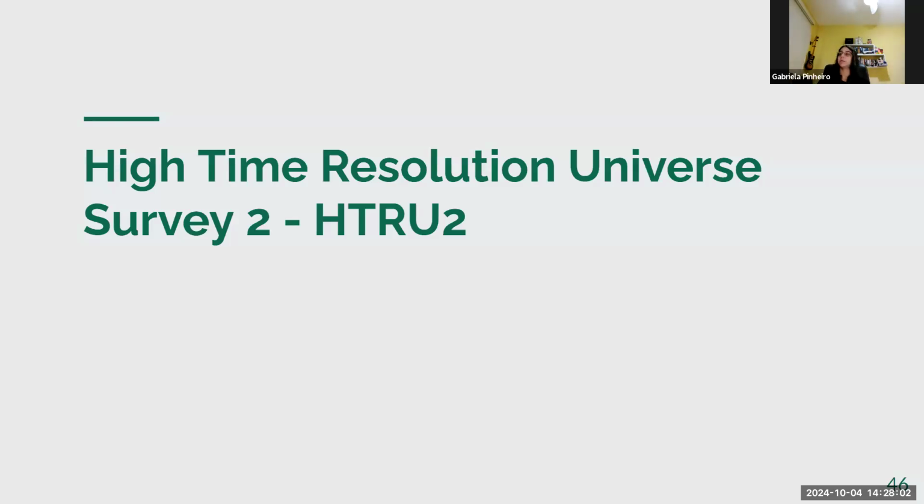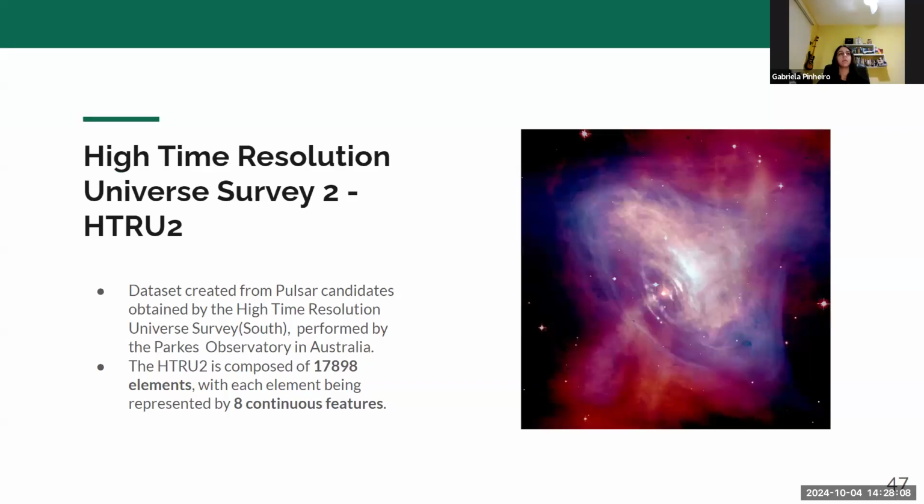The last example and the main example of this presentation is using the High Time Resolution Universe 2, which was a data set created from pulsar candidates obtained from that survey performed by the Parkes Observatory in Australia. The HTRU2 is composed of 17,898 elements, each element being represented by 8 computed features.